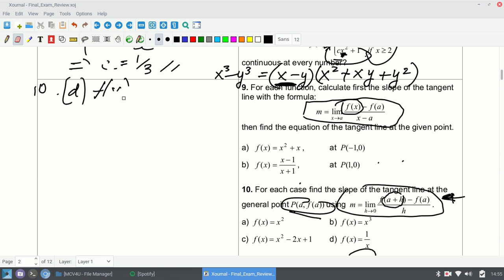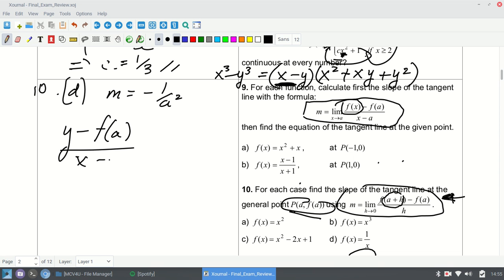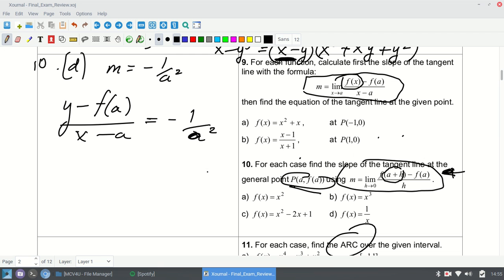So let's see. I had m was equal to negative 1 over a squared. So I do y minus f of a, all over x minus a, equals negative 1 over a squared. That's the slope. And so I just multiply both sides. I can cross multiply actually, and you know what? I'm going to multiply both sides by negative a squared and then multiply both sides by x minus a. That's essentially what I'm going to do.